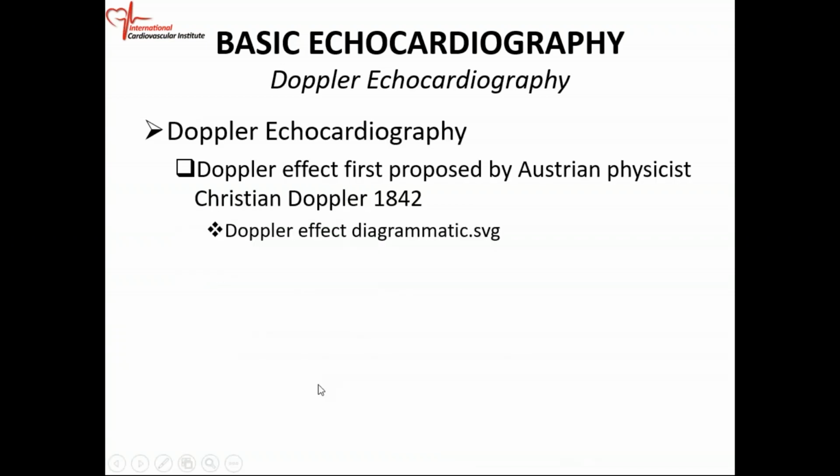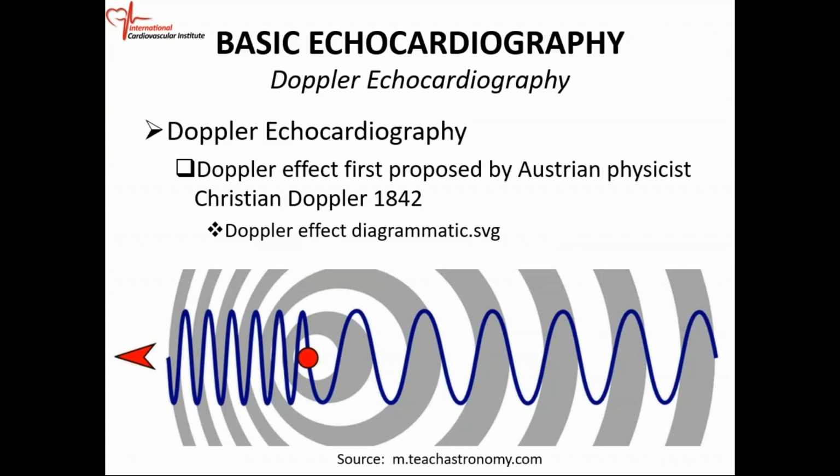So when we say Doppler, what are we talking about? So the Doppler effect was first proposed by an Austrian physicist named Christian Doppler in 1842. And he essentially just made an observation and proved his observation.